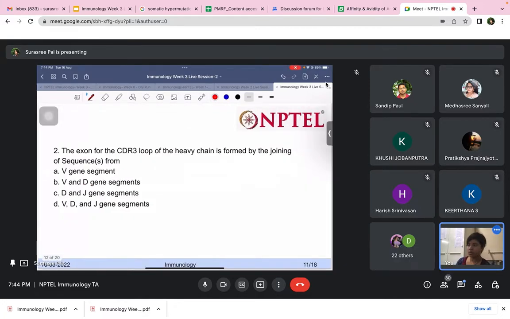Let's go to the next question. The exon for the CDR3 loop of the heavy chain is formed by joining which of the following sequences?